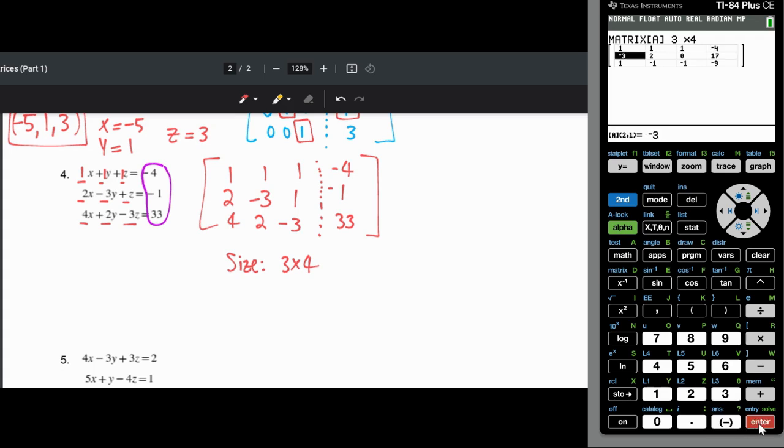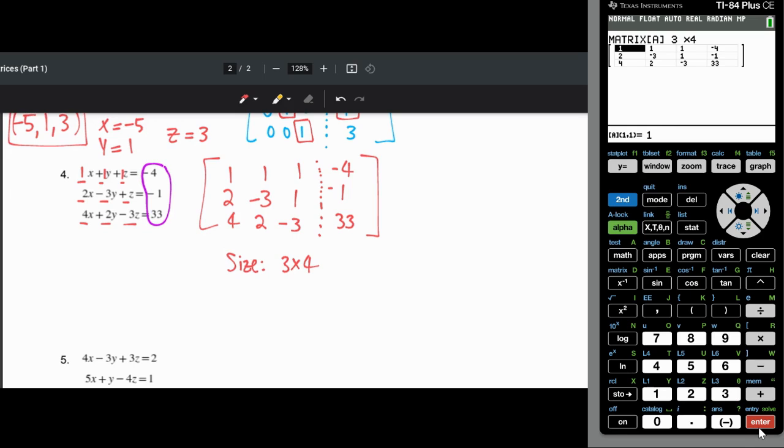And then 2, and then negative 3, and then 1, and then negative 1. And then for the third row, I've got 4, 2, negative 3, and 33. All right, when you're finished, double check that you didn't make a typo, you didn't leave out any negative signs, or put any numbers in the incorrect location.